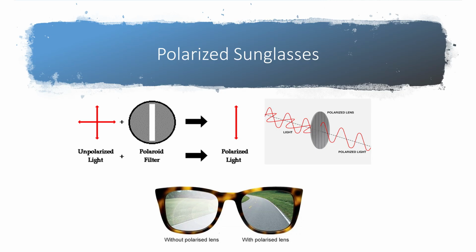Polarized lenses have been chemically treated with a compound whose molecules naturally align parallel to one another and are oriented so that they absorb light that is not aligned with their primary axis, in this case, vertical. This means that we're going to get a nice clear image with no glare.